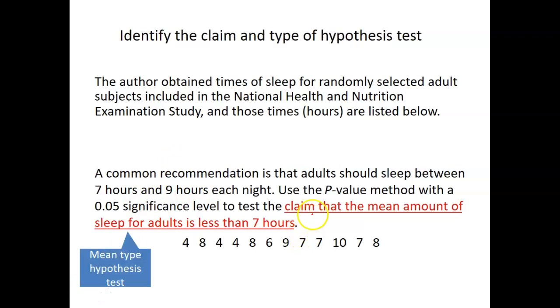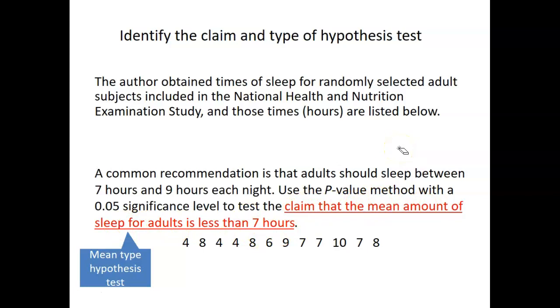Okay, so this is a data set of 12 values that you need to have entered in your calculator. And I ask you to go ahead and identify the claim. If you read through this, it says a common recommendation is that adults should sleep between 7 hours and 9 hours each night. Use the p-value method with a 0.05 significance level to test the claim that the mean amount of sleep for adults is less than 7 hours. So here is our claim statement, and you can see that the claim is talking about a mean.